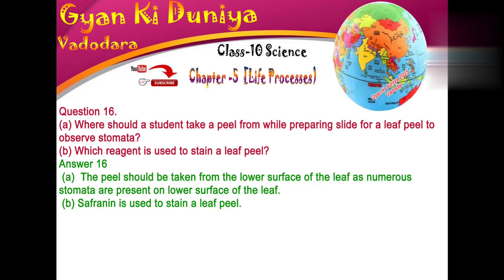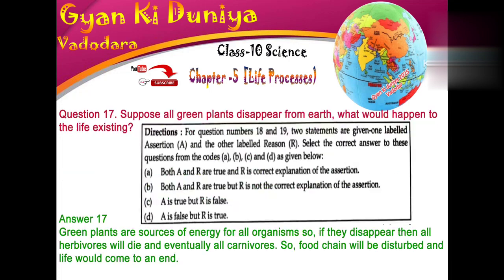Answer number 16. A. The peel should be taken from the lower surface of the leaf as numerous stomata are present on the lower surface of the leaf. B. Safranin is used to stain a leaf peel. Question number 17. Suppose all green plants disappear from earth. What would happen to the life existing?